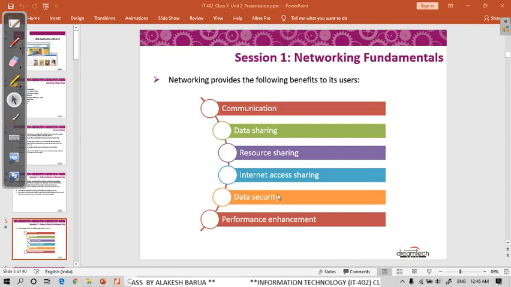1, 2, 3, 4, 5, 6. It will come for 2 marks or 3 marks. How is networking beneficial? Mention 6 points on how networking is beneficial, or give the benefits of networking. Then you have to write communication, data sharing, resource sharing, internet access sharing, data security, and performance enhancement. You have to write all these points.